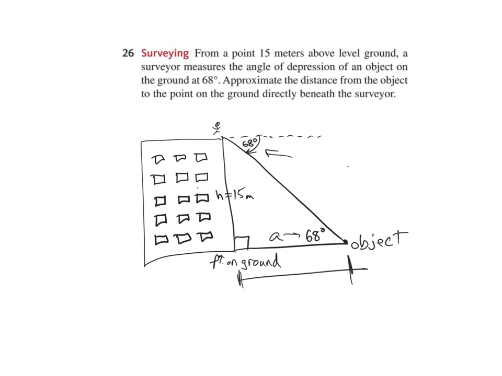So we are going to use opposite and adjacent, which is tangent. So we're going to say the tangent of 68 degrees is equal to the opposite leg, 15, over the adjacent leg, A, which we don't know. Okay, so you need your calculators out.